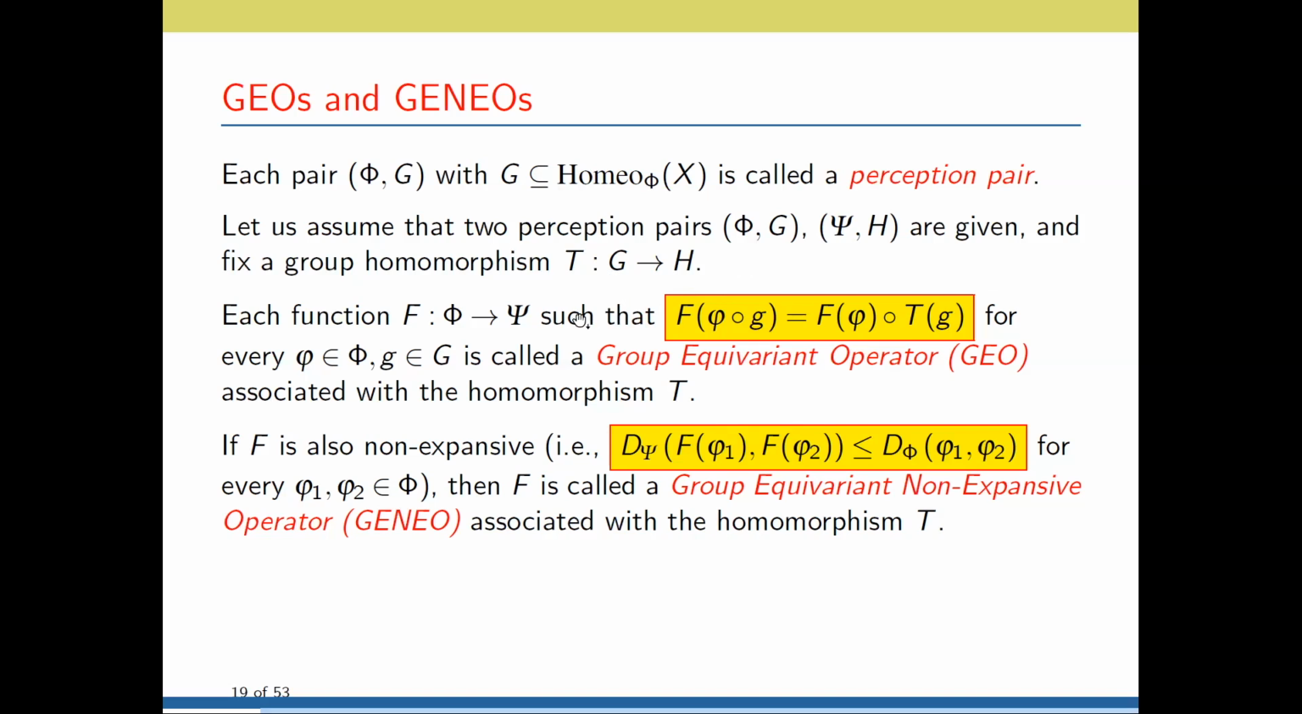Each function f from phi to psi such that this equality holds, that is, the operator f commutes with the action of the groups for every admissible signal phi and any element G in the group, is called a group equivariant operator, a GEO, associated with the homomorphism T you have chosen. If f is also non-expansive, so the distance under the action of f, the distance between data, does not increase, then f is called a group equivariant non-expansive operator, a GENEO, associated with T.